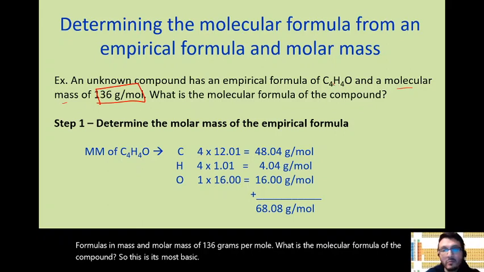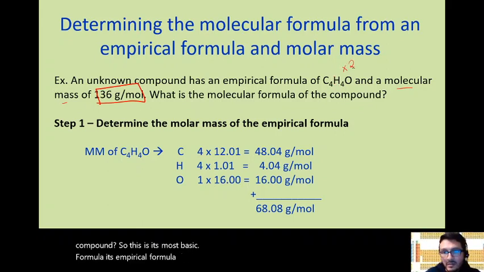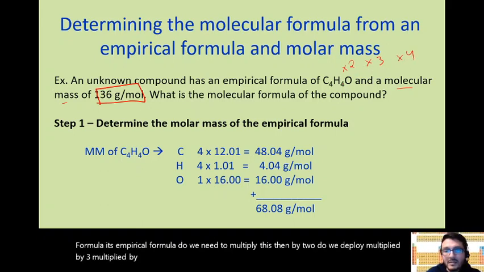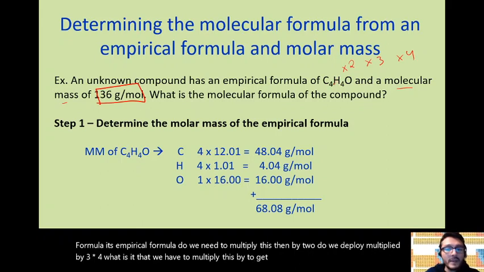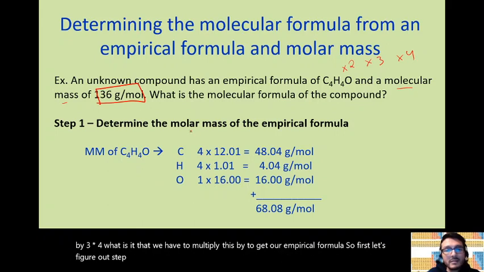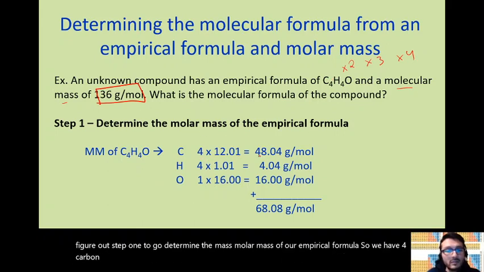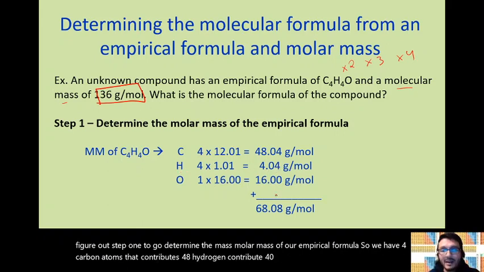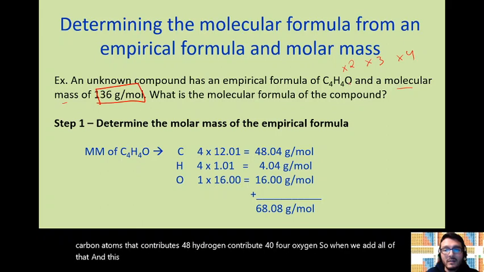It's the empirical formula. Do we need to multiply this by 2? Do we need to multiply it by 3, multiply it by 4? What is it that we have to multiply this by? So first, step 1, determine the molar mass of our empirical formula. We have 4 carbon atoms, that contributes 48, hydrogen contributes 4.04, oxygen, and so on. We add all of that, and this is the molar mass of our empirical formula.